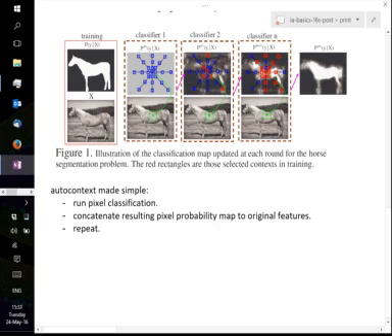And then you train the next round of classifier with it, and you keep on going. The one thing to watch out for is that you should use different sets of labels for the different stages of your classifier to avoid overfitting.